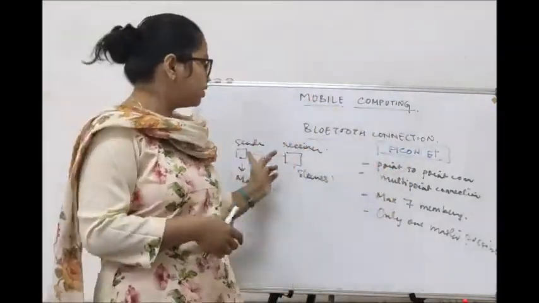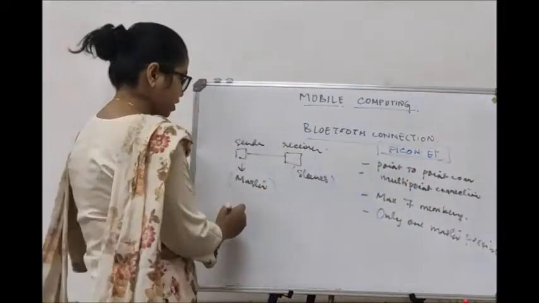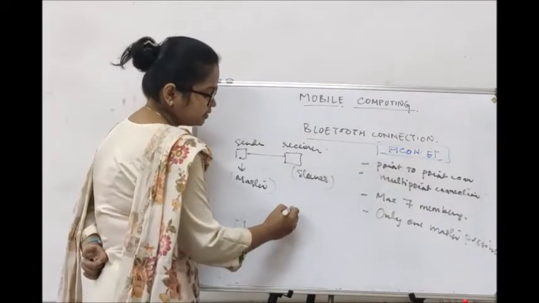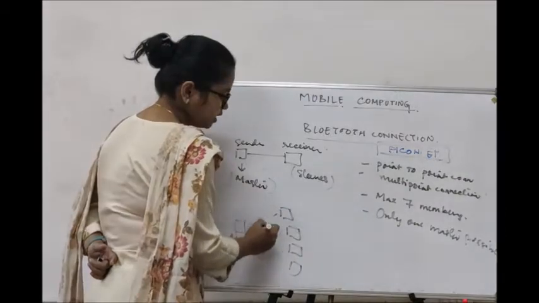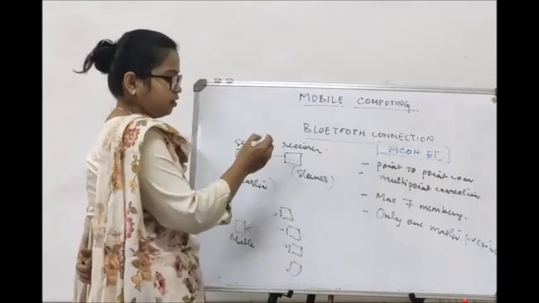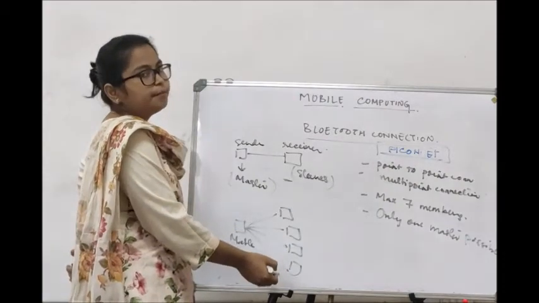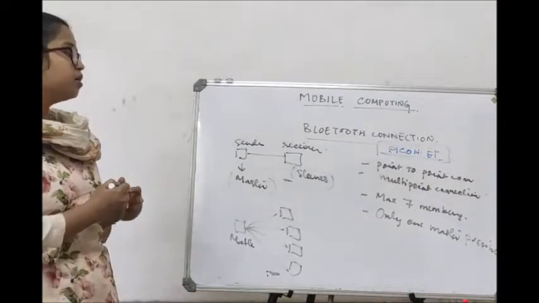When there is a one-to-one connection, we call it point-to-point. When there is one master and several slaves or several receivers, we say it is point-to-multi-point. So this is a point-to-point connection, and this is a multi-point connection, as you can see.